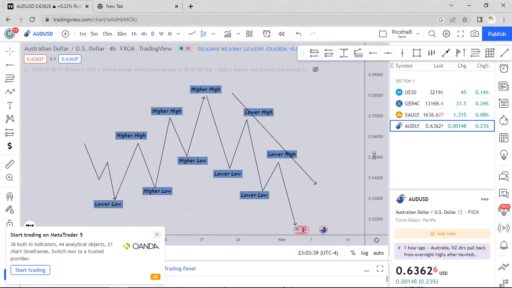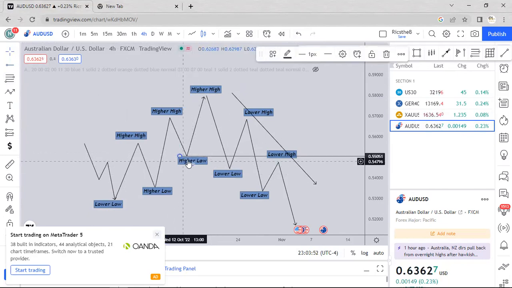And I'll show you what a break of structure really is. For instance, we saw this push from a higher high to a lower low. So the moment our price pushed past this previous higher low to give us a low which is lower than this, now we refer to this as a break of structure.